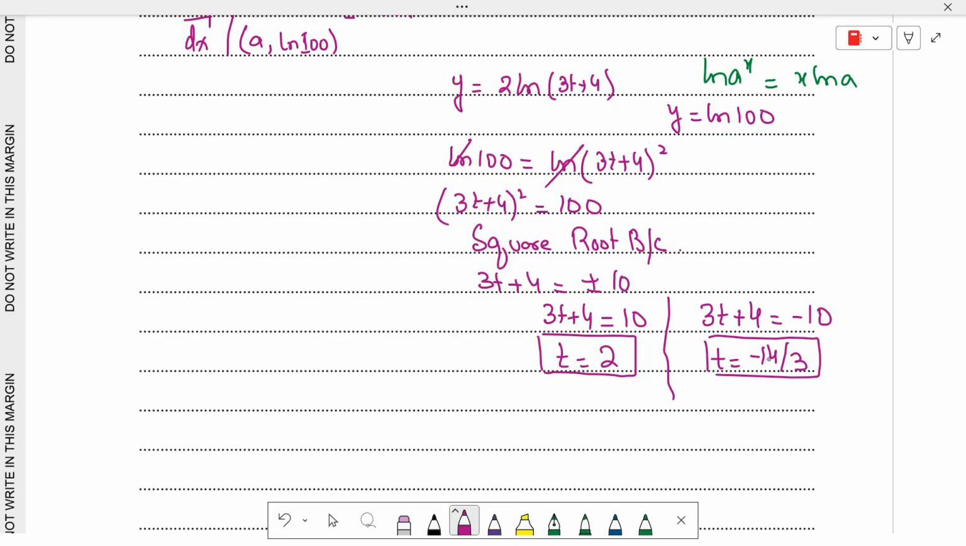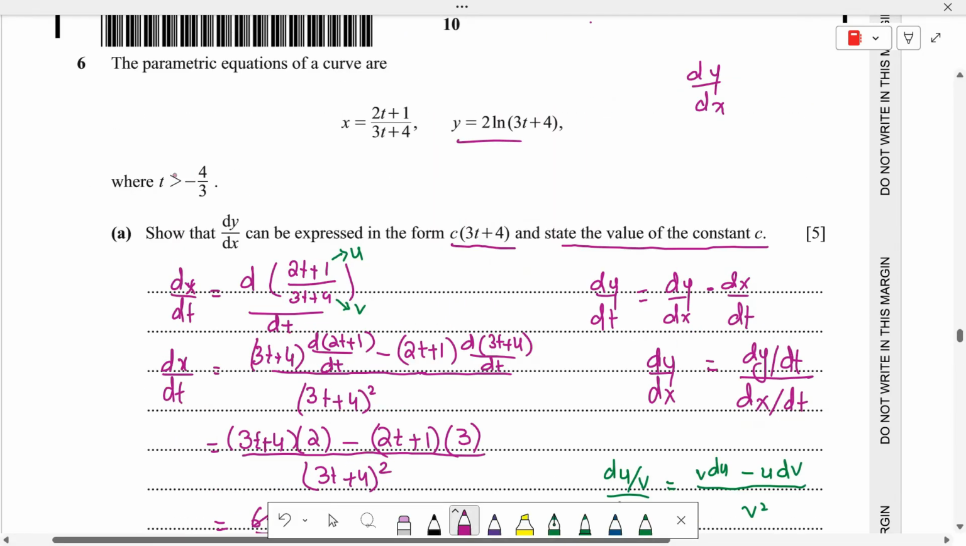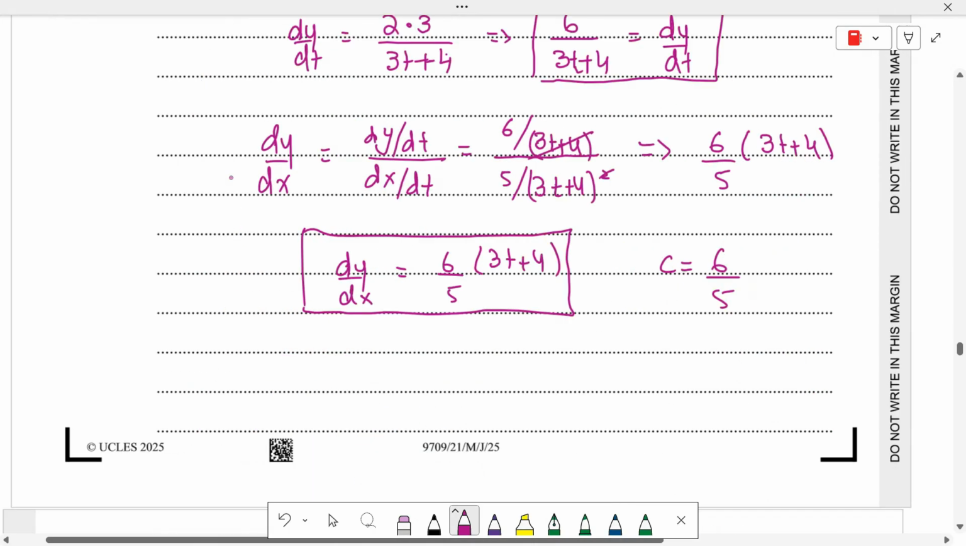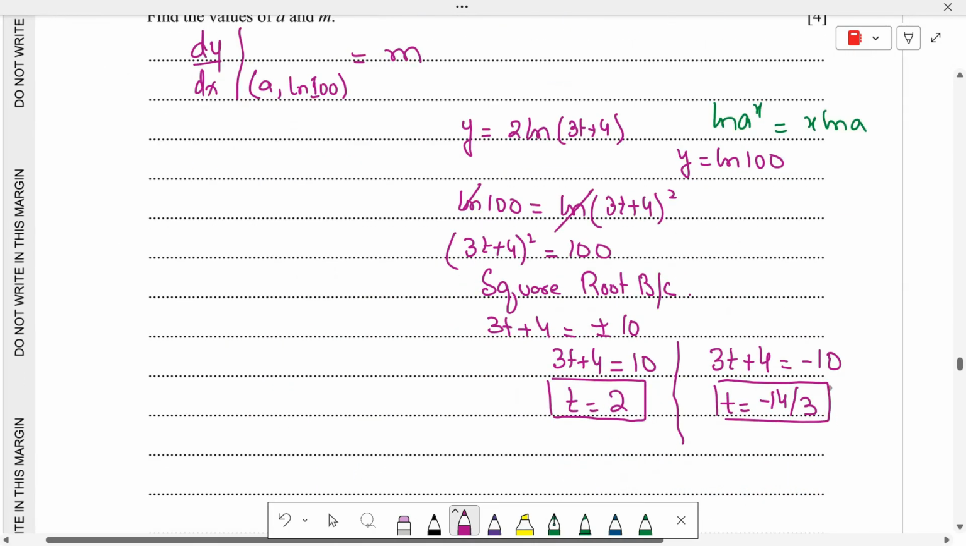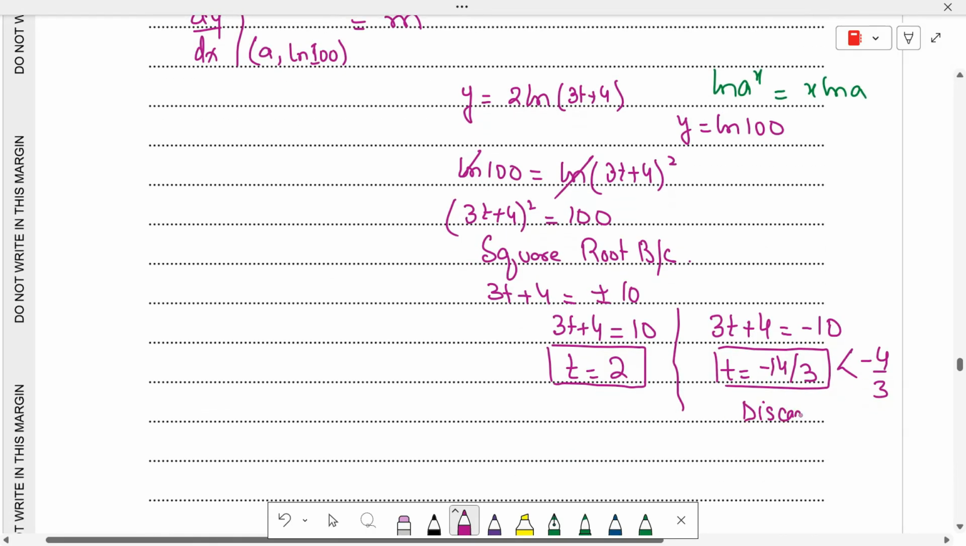And this value, negative 14 over 3, is less than negative 4 over 3. The given range of t says that t should be greater than negative 4 over 3. So this one is less than negative 4 over 3, so we will discard it, as it doesn't satisfy the given range. So t is equal to 2 is applicable.